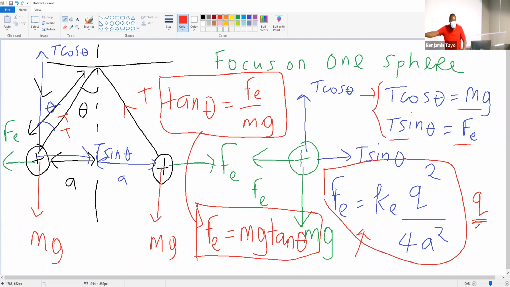Are there any questions on how I set this up? Why is it 4a squared instead of just a squared? It's 4a squared because the distance between these two charges is 2a. And remember that when I calculate force, it's Q1 Q2 over distance squared. So if you square 2a, you get 4a squared.